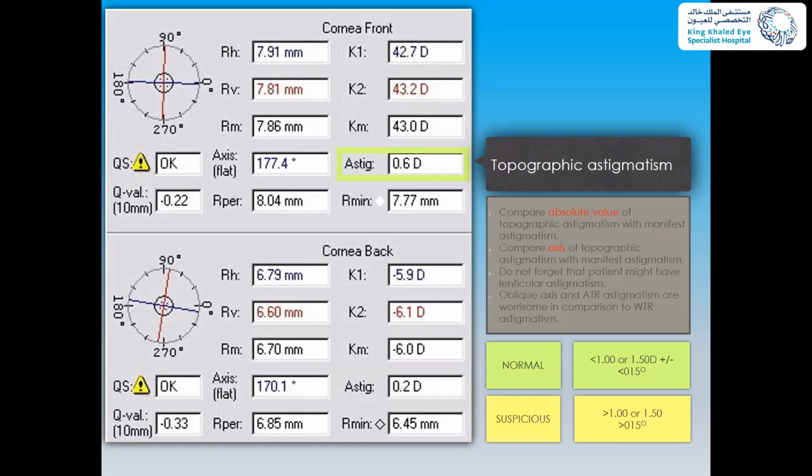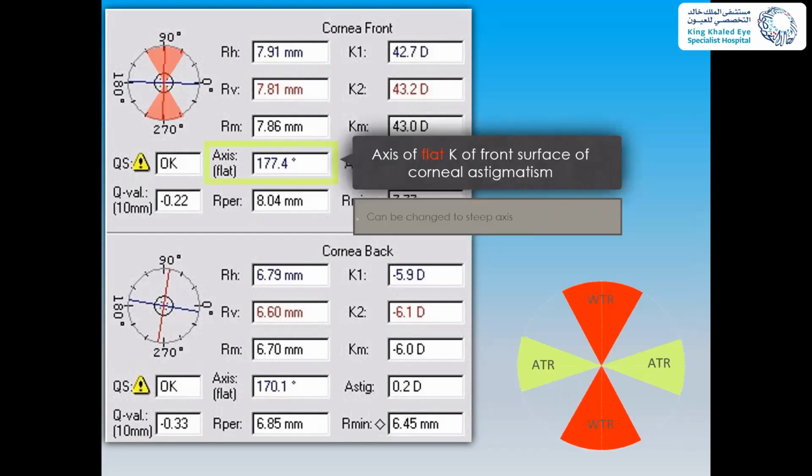So you have to compare the astigmatism of the cornea with the cylinder in the manifest refraction, and make sure they align with each other. Ideally, if the astigmatism is more than 1.1 or 1.5 and the difference is more than 15 degrees, then there is an element of irregular astigmatism. This matters when you're doing topo-guided treatments like Contoura, where you have to decide whether to treat based on the cylinder or on the astigmatism of the cornea. You have to make sure these align with each other, otherwise there is an element of irregular astigmatism.